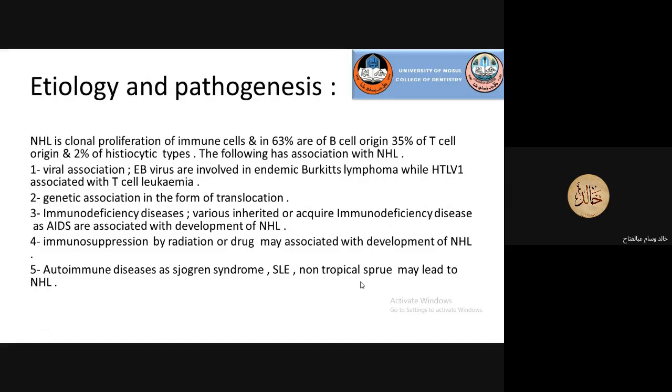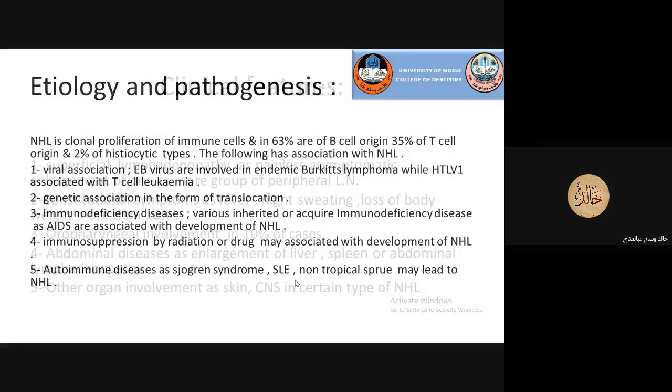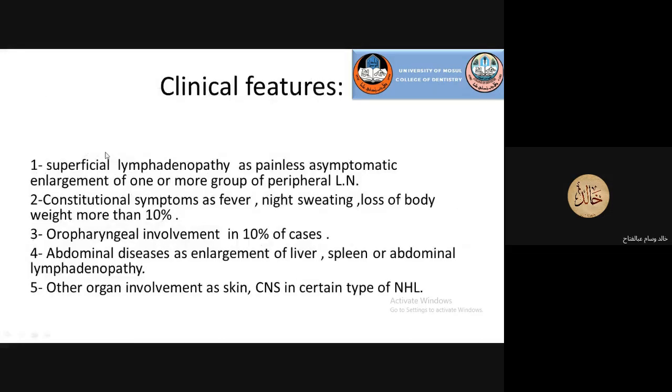So as we said, some of the autoimmune diseases like Sjogren's syndrome or Hashimoto thyroiditis or SLE may have an association with, or some of them may be complicated by, the development of non-Hodgkin lymphoma. Clinically, again, there will be an enlarged lymph node, painless asymptomatic enlargement of one or more groups of peripheral lymph nodes. Also, there may be constitutional symptoms like fever, night sweating, weight loss of more than 10%.